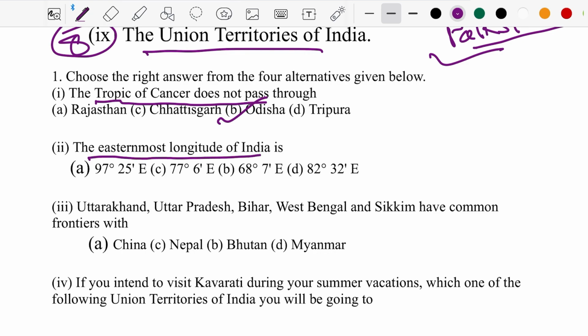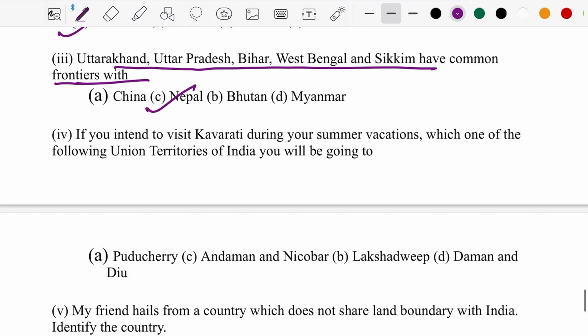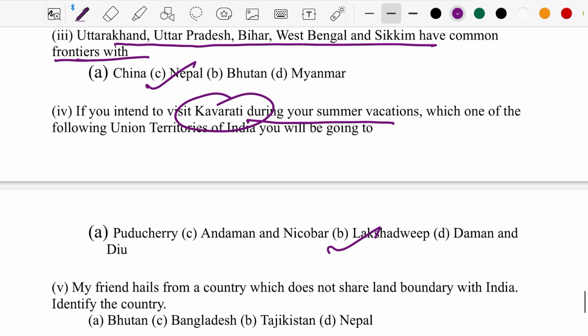Easternmost longitude of India. What is it? 97 degree 25 minute east. Uttarakhand, Uttar Pradesh, Bihar, West Bengal, Sikkim have common frontiers with Nepal. If you intend to visit Kavaratti during the summer vacation, Kavaratti is found in Lakshadweep. It is the capital of Lakshadweep. And the last: my friend hails from a country which does not share a land boundary with India. So it is not sharing, that is Tajikistan.